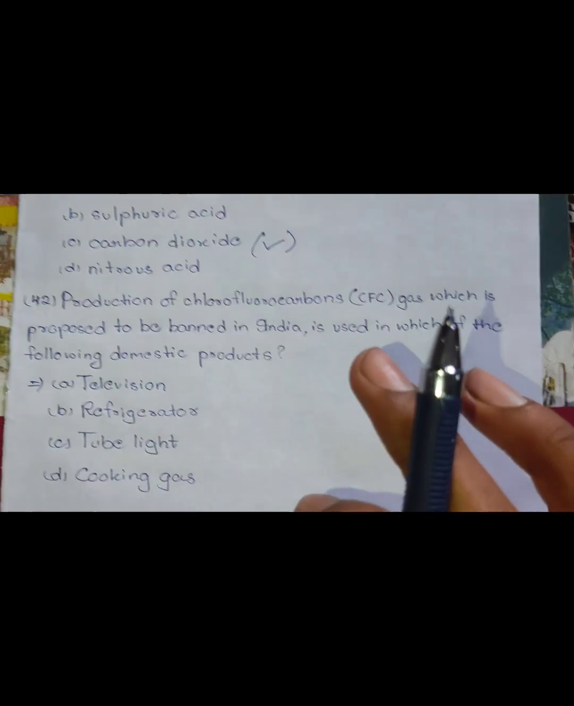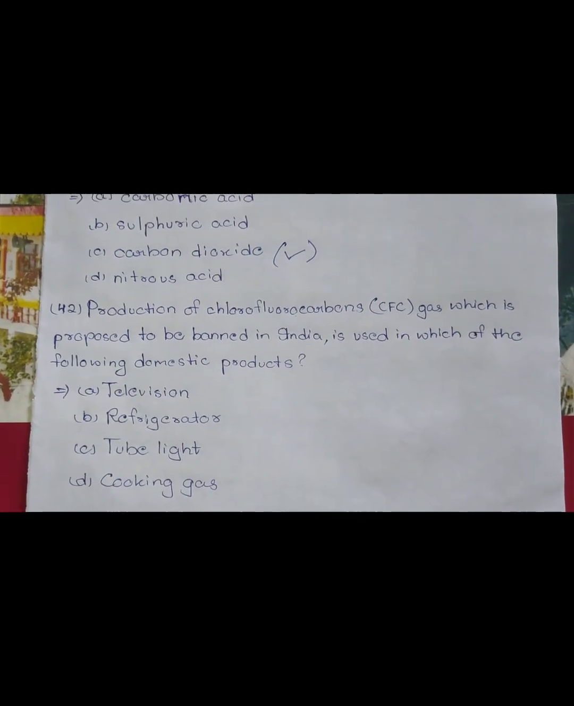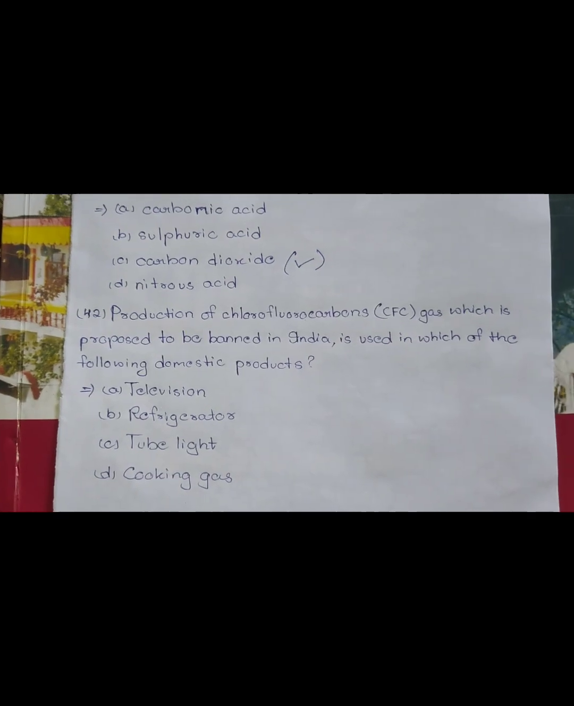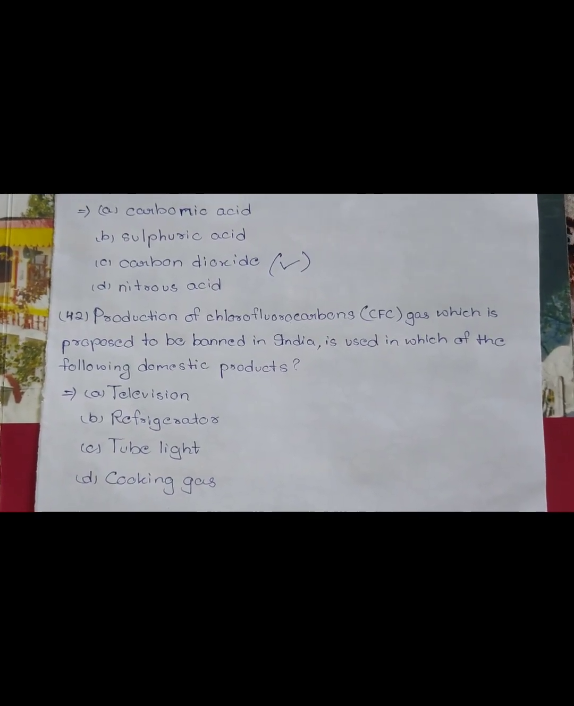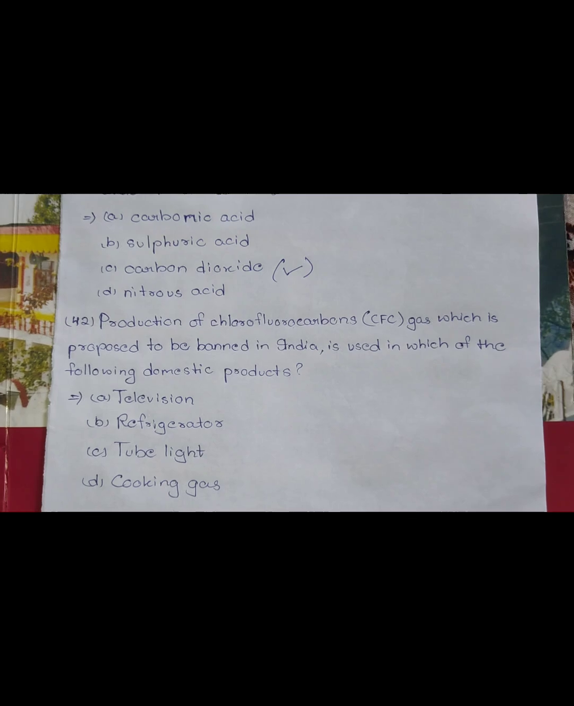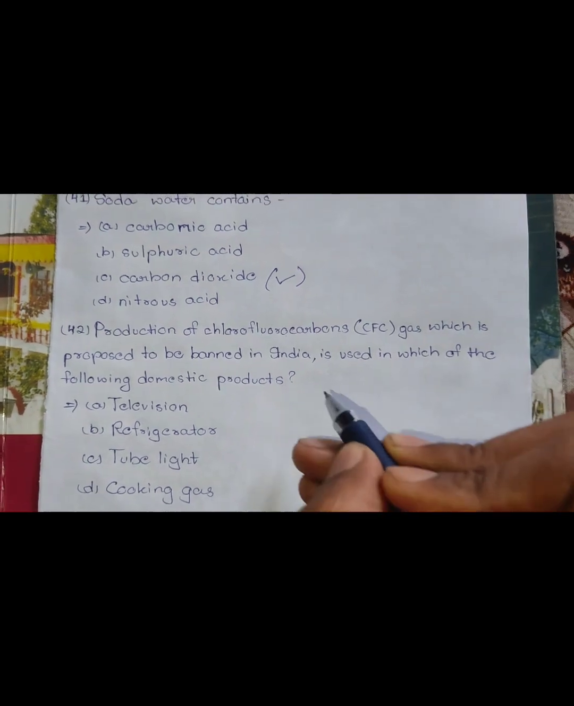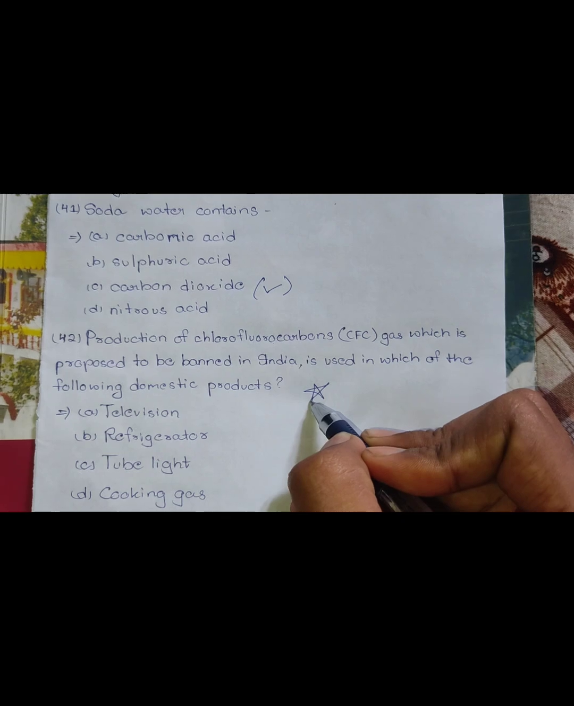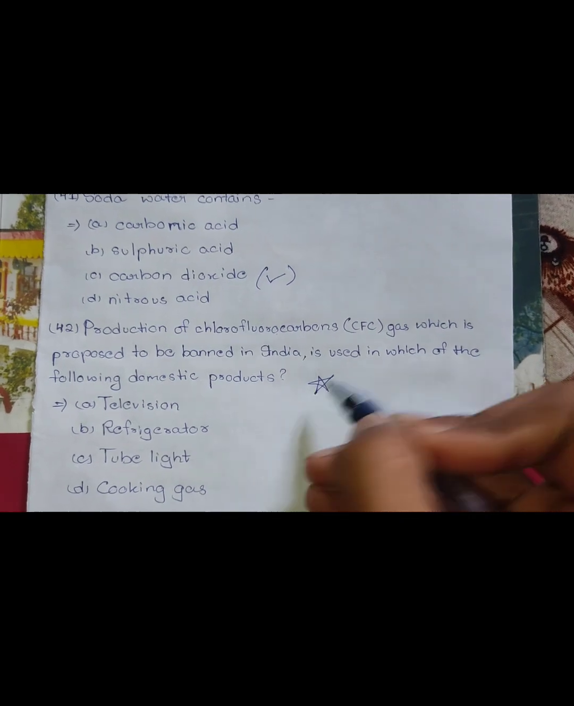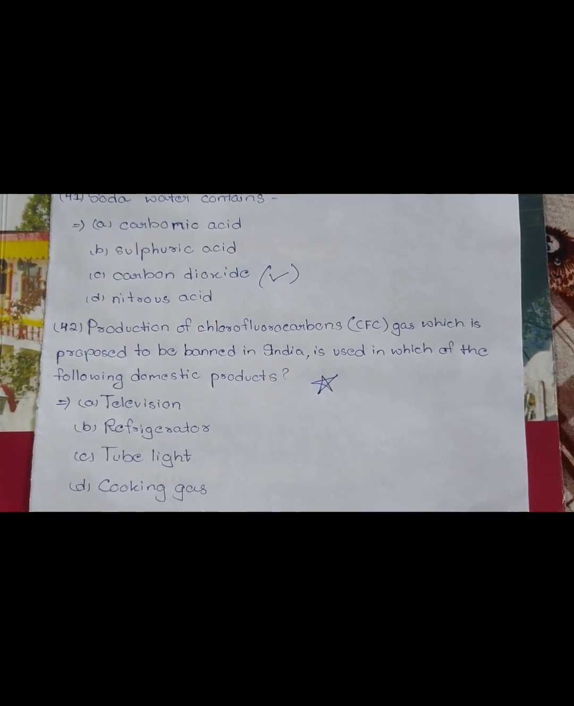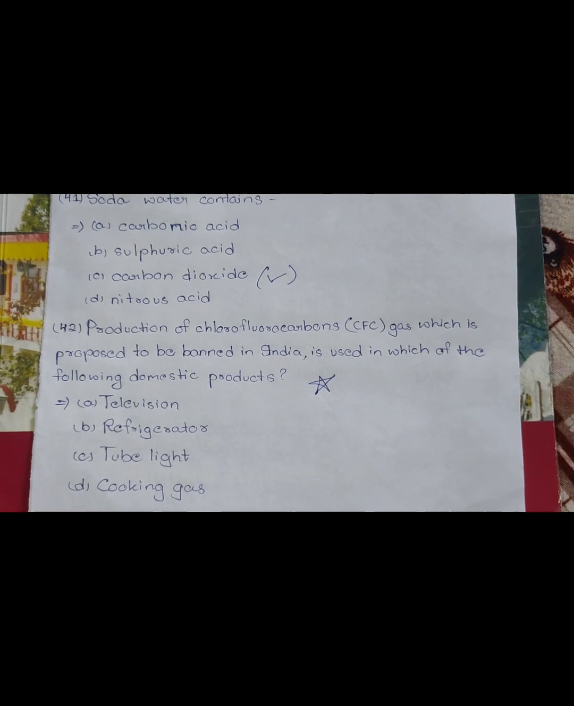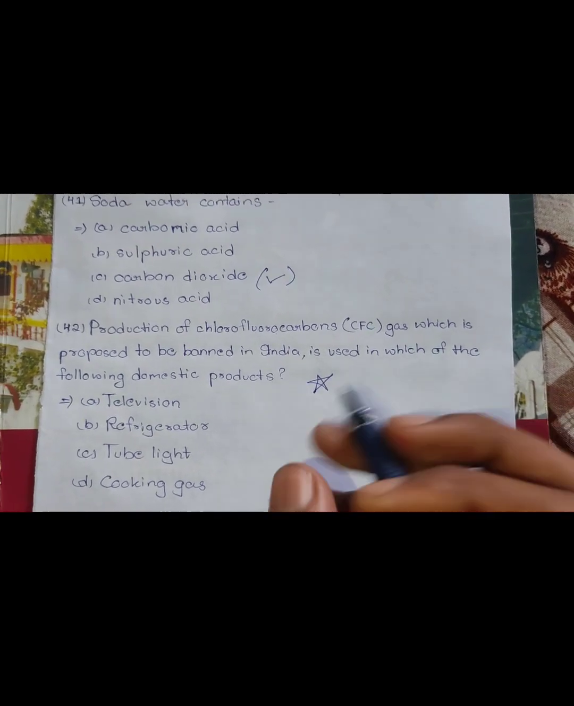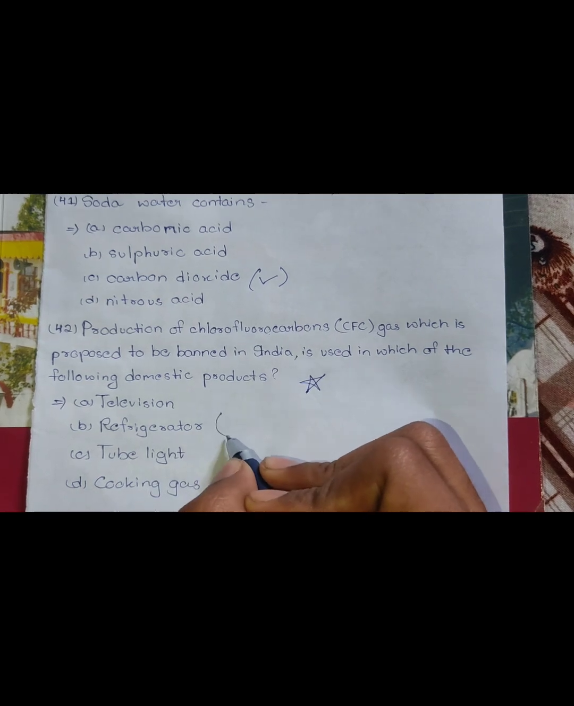Next question. Production of chlorofluorocarbons gas, which is proposed to be banned in India, is used in which of the following domestic products? This is also one of the most important questions of this set, so please note it down or take a screenshot. Option A television, option B refrigerator, option C tube light, option D cooking gas. So the right answer is option B refrigerator.